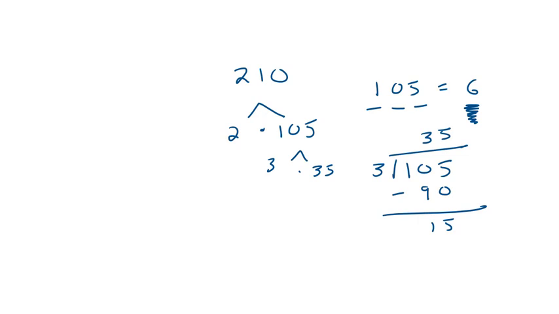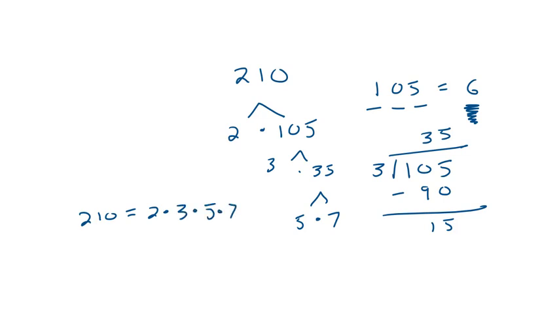All right, 35, is that divisible by 3? Well, no, 3 plus 5 adds to 8. That is not divisible by 3. So how about the next prime? 5. And is 35 divisible by 5? Well, sure it is. 5 times 7. So I'll write on the left here, 210 equals 2 times 3 times 5 times 7.